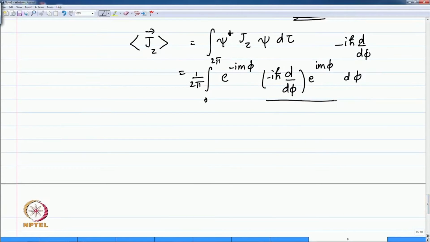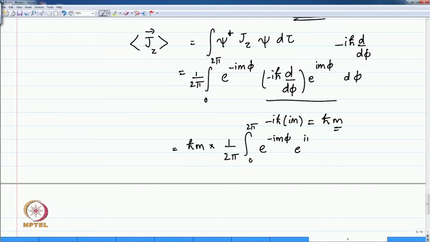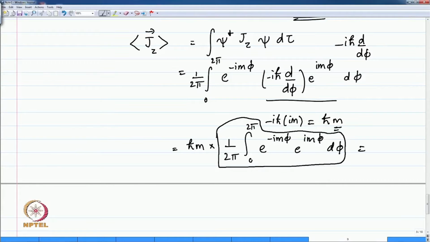And it is easy to calculate this. This is minus i h bar, and d by d phi gives i m. Therefore, you have minus i h bar multiplying i m, which gives you h bar m. And m is a quantum number, h bar is a constant, so you can take that out. Therefore, you have h bar m times 1 by 2 pi, integral between 0 to 2 pi of e to the minus i m phi times e to the i m phi d phi, and that is nothing but the normalization of this wave function itself. So, you get h bar m.